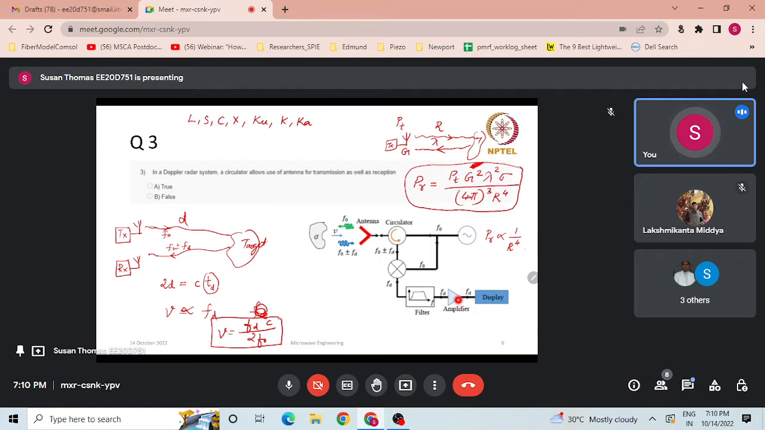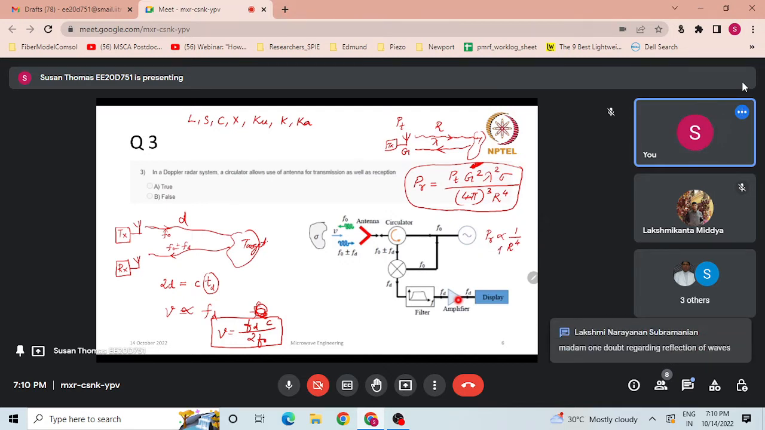So as the distance from the transmitter increases, the received power is going to be very, very small. The received signal is going to be very, very weak. As R increases, this PR is going to be very weak.